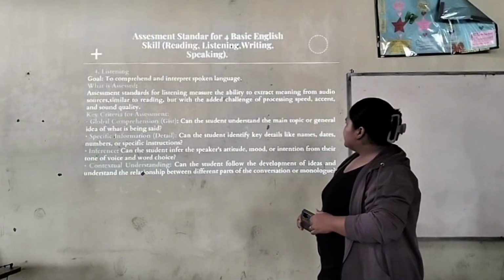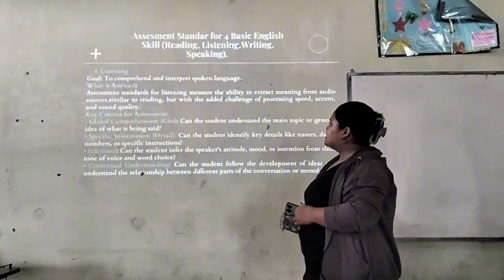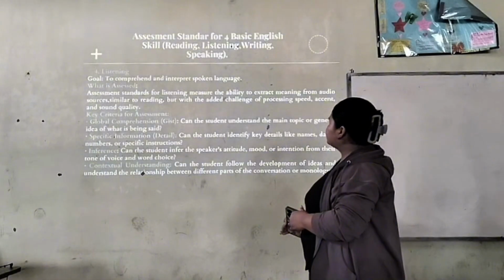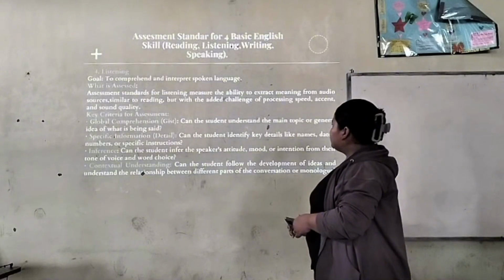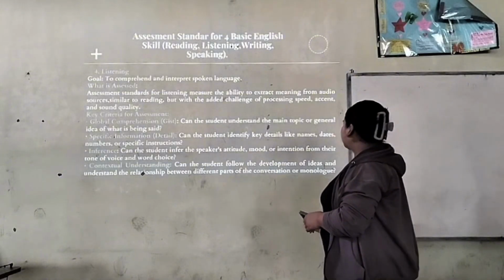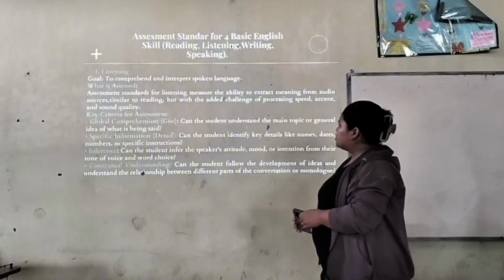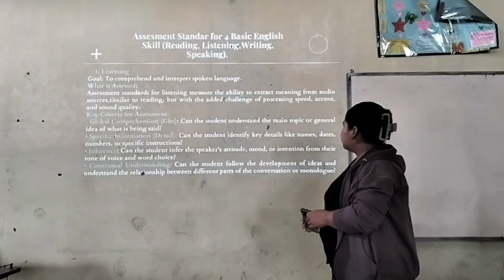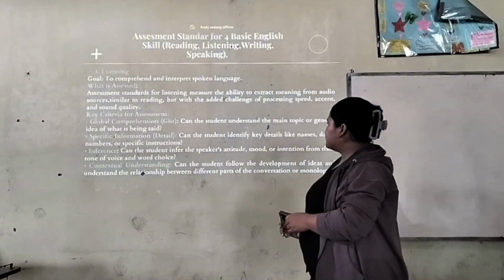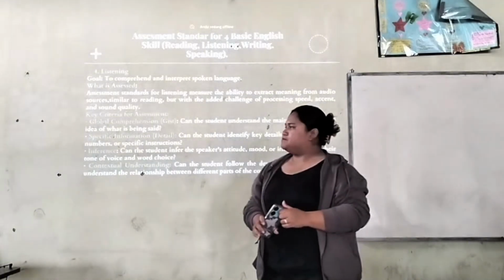The last skill is listening. The goal is to comprehend and interpret spoken language. What is assessed? The assessment standard for listening measures the ability to extract meaning from audio sources, similar to reading, but with the added challenge of processing speed, accent, and sound quality.